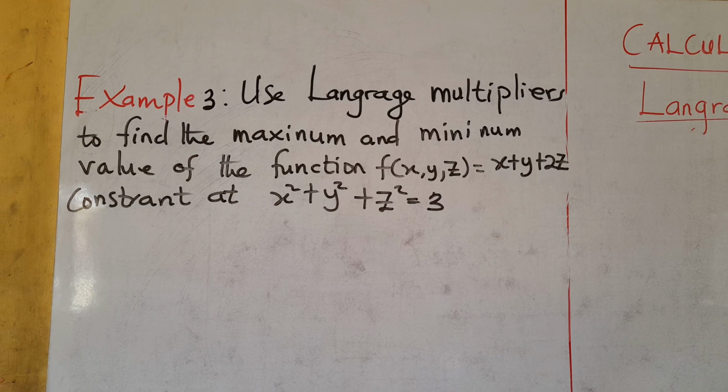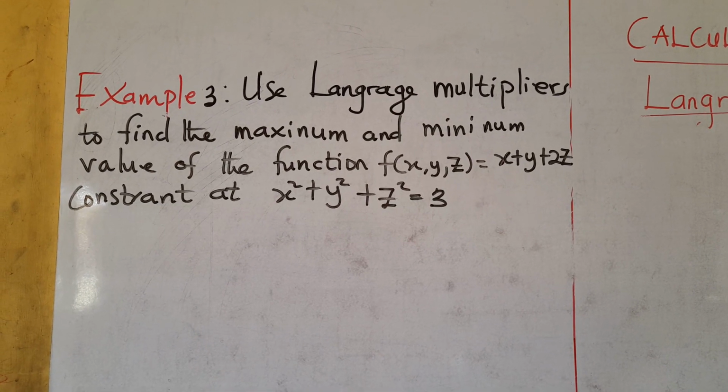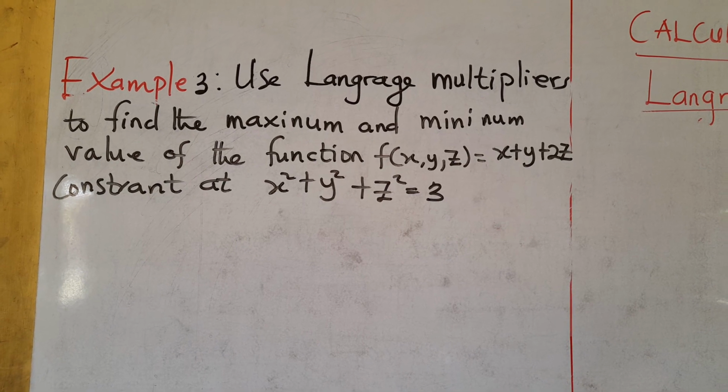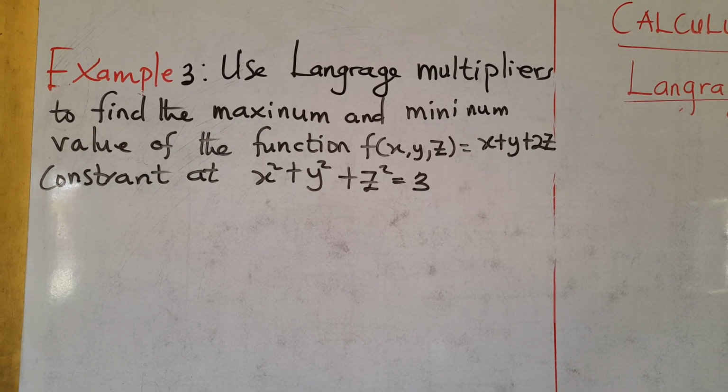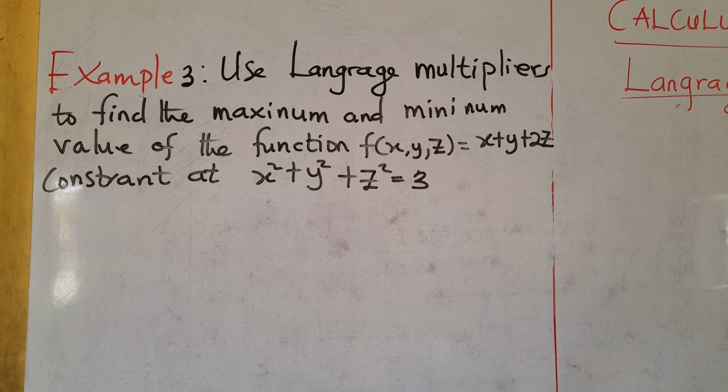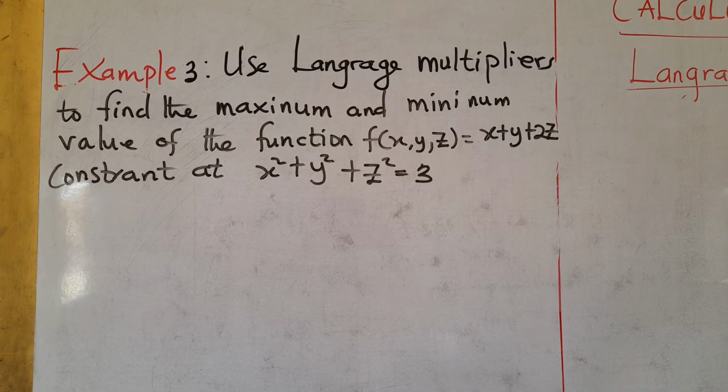So the third question says: use Lagrange multipliers to find the maximum and the minimum value of the function f depending on x, y, and z equal to x plus y plus 2z, with the constraint x squared plus y squared plus z squared equal to 3. So how do we do that?